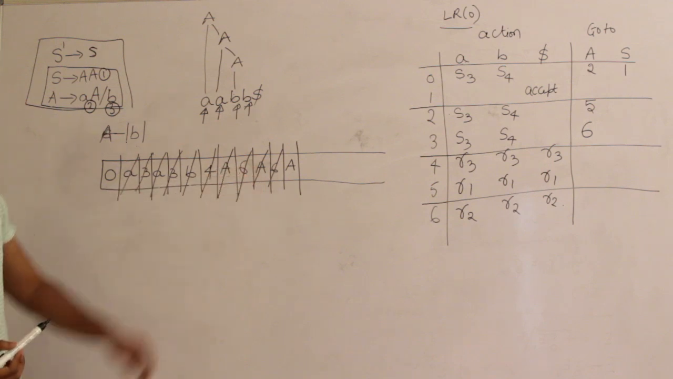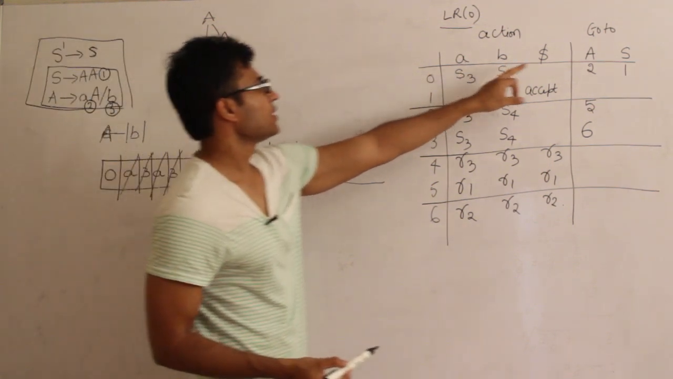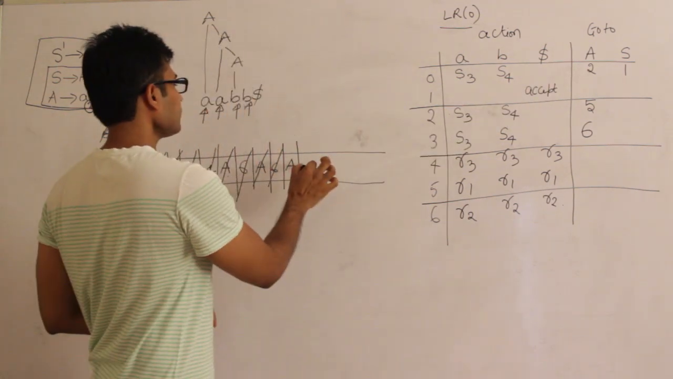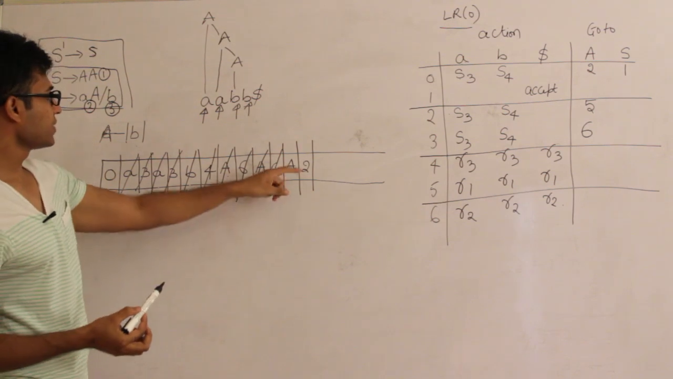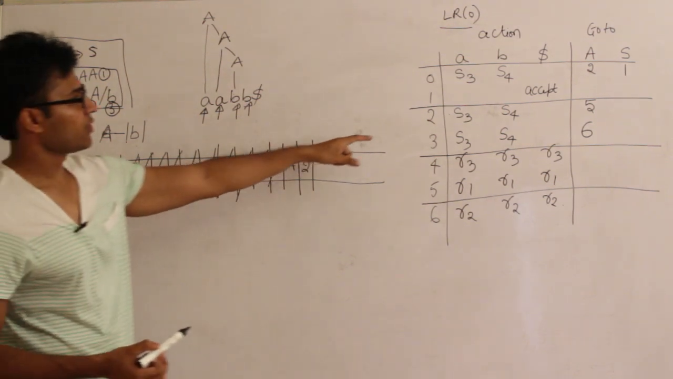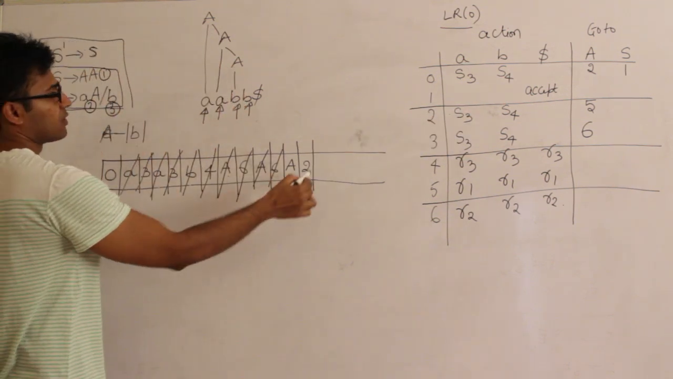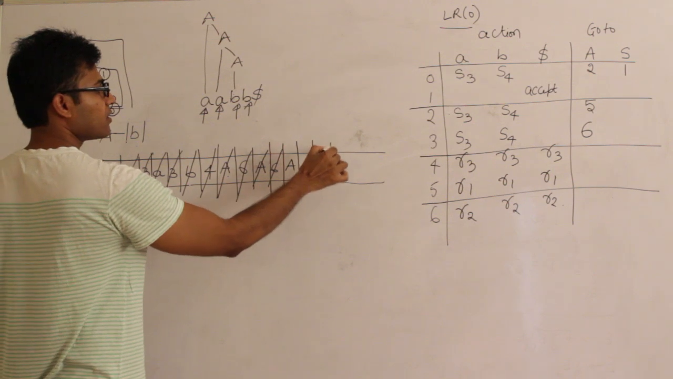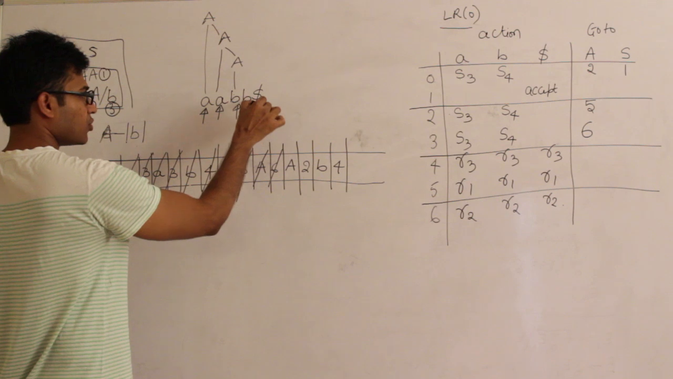And now fill the top of this stack with the state number. What is 0 on A? 0 on capital A is 2. Now you are in 2. Okay. Now see what happens for 2 on small b. For 2 on small b, it is S4, which means shift b and then 4. That is the meaning of S4. And increment the input pointer.